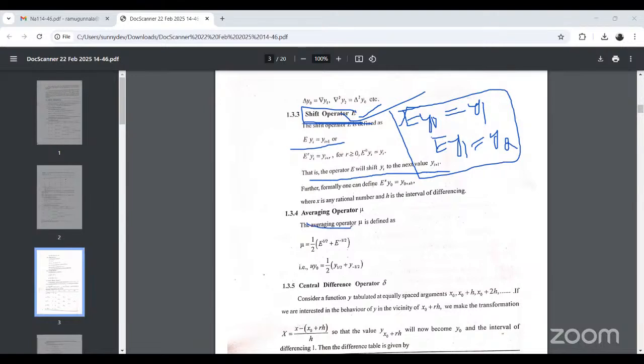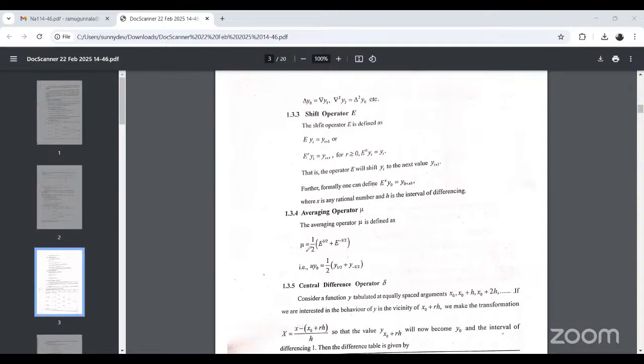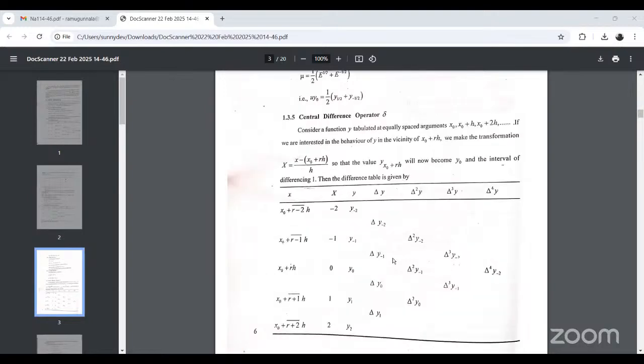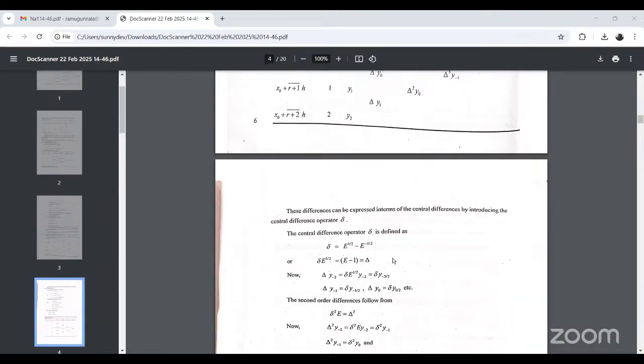Okay, and next the averaging operator. So what does the averaging operator mean? We write it as mu. Just now we discussed the shift operator, no? So the averaging operator mu equal to 1 by 2 into E power of 1 by 2 plus E power of minus 1 by 2. That is mu y naught equal to 1 by 2 into y 1 by 2 plus y minus 1 by 2. Next is the central difference operator.